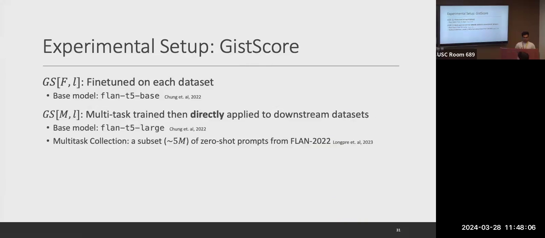Okay. So I will be referring to the fine-tuned model as GSF. L will be the number of tokens. Unless specified, it will be just one token. And the multitask model will be GSM. For them, we use Flan-T5 base and large respectively, because it's multitask training and we needed a large model. The collection we use is a subset of the Flan 2022 multitask collection, which does not contain semantic parsing, and hence semantic parsing is a held-out task and a very hard evaluation.